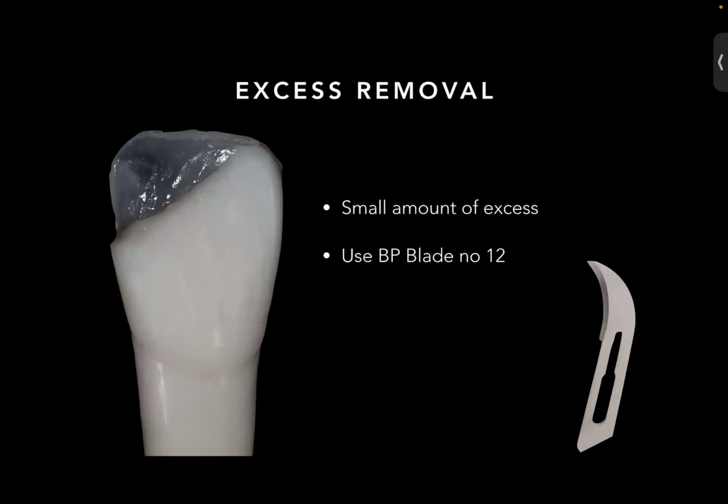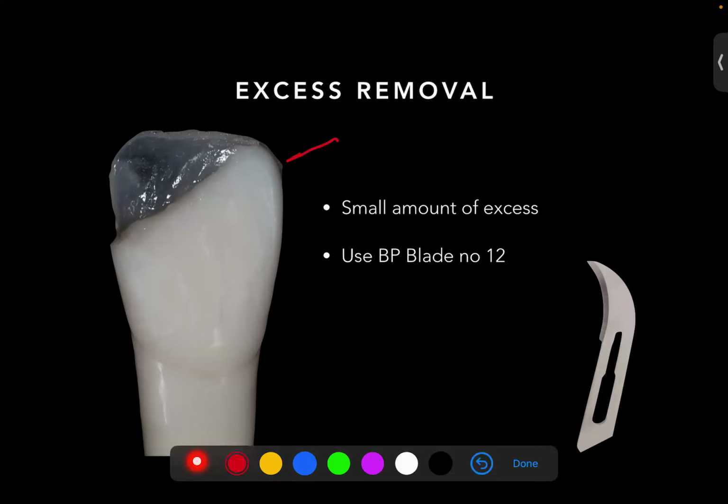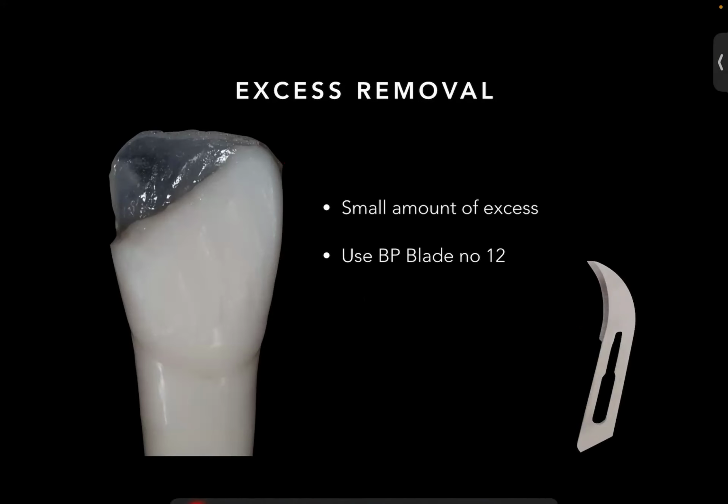Excess removal. Now, sometimes for these small excess particles, a burr or finishing disc can be more aggressive. You can use a BP blade number 12 with the curved end. This very beautifully removes all the excess composite, especially interdentally.